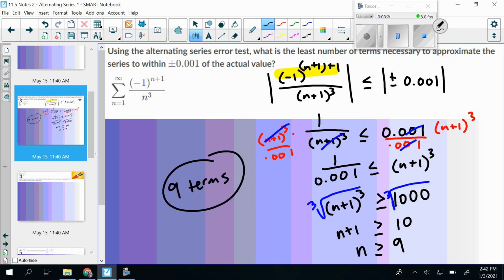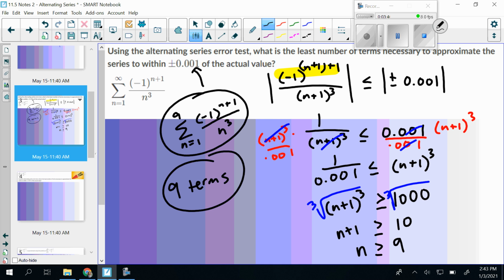We need at least 9 terms to make sure our sum comes out to be within 0.001 of that. So if we wanted to set this up, we would do a partial sum from 1 to 9. And if we did that and added that up, the value of this should be within this amount of the infinite sum over here.